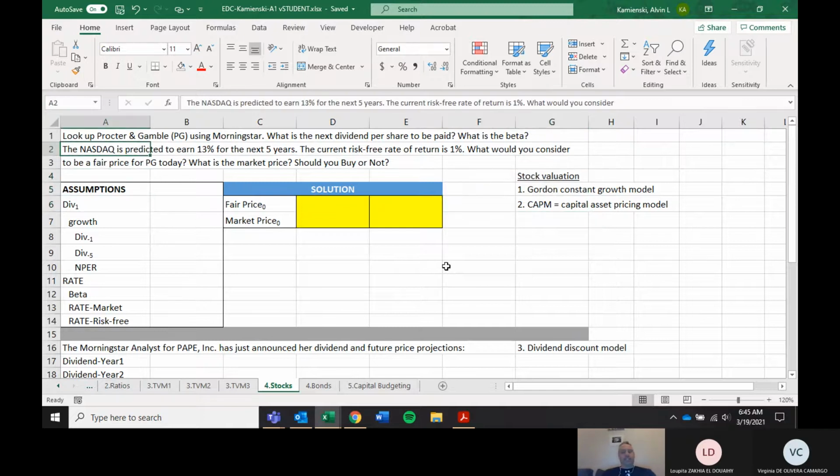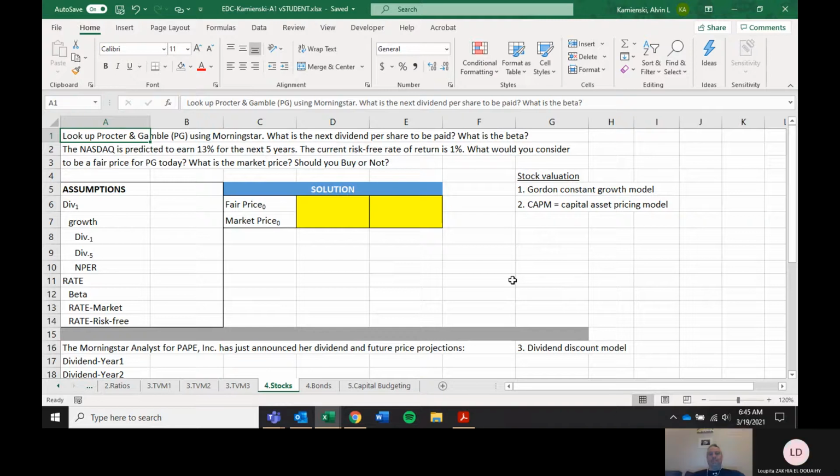So let's let the instructions lead us through the problem solution. So we're going to look up Procter & Gamble on Morningstar. What is the next dividend per share that they're going to pay? What is the beta of the stock? The NASDAQ is predicted to earn 13% for the next 5 years, and the current risk-free rate is 1%. What would you consider to be a fair price to pay for Procter & Gamble today? Then what is its market price, and should you buy it, yes or no, are the questions.